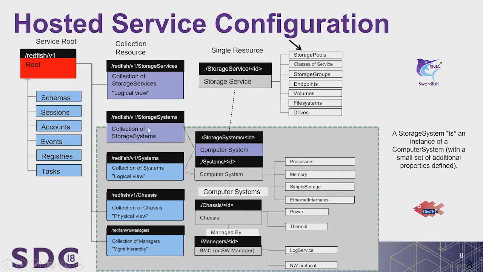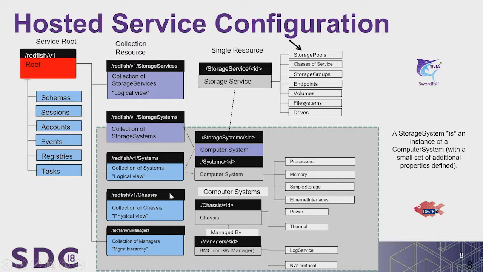And so we have what we call a storage system, and a storage system really is just an instance of a computer system. This is a very common deployment model for a Swordfish configuration. So this would be an external storage and SDS configuration, anything like that, where you basically just instantiate the thing that hosts your storage system or your storage service.